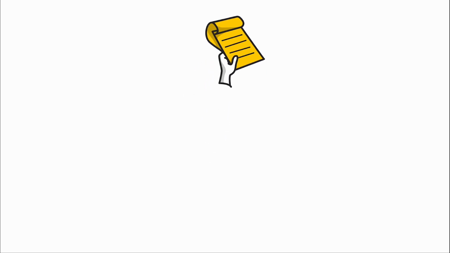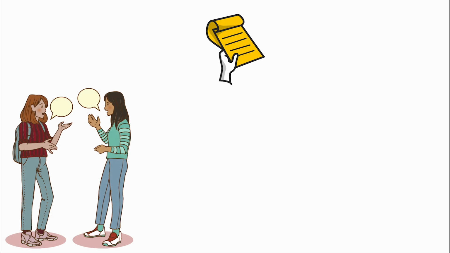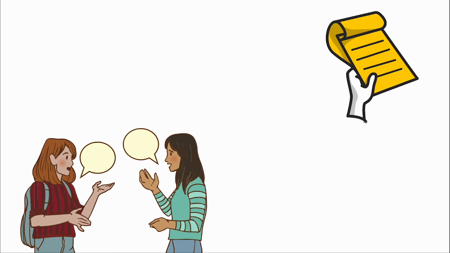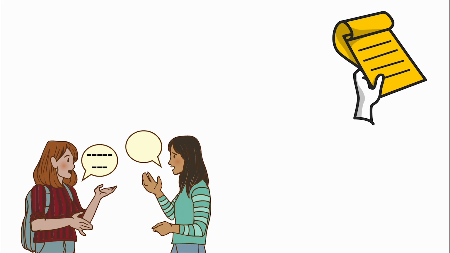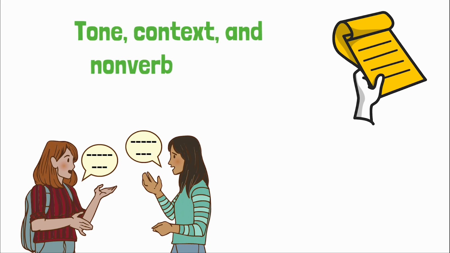Effective two-way communication is characterized by several key elements. First and foremost, it requires active listening. Both the sender and receiver must pay attention to each other's messages, taking into account not just the words spoken but also the tone, context, and nonverbal cues.